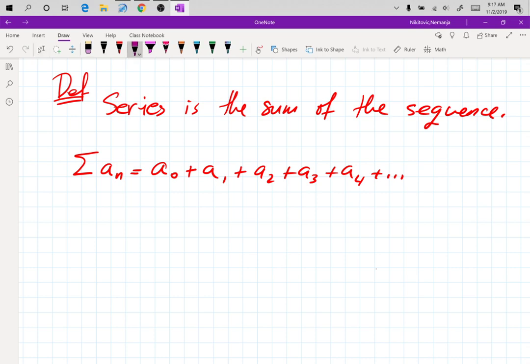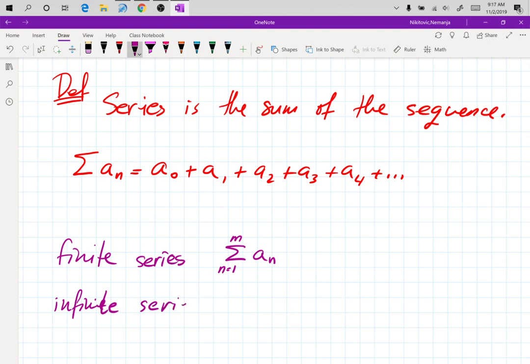Before we go and do any of this stuff, we're first going to distinguish between what we call finite series, which is summation from, let's say, n equals 1 to m of a_n, and infinite series, which is, let's say, n starts at 1 and goes to infinity of a_n.